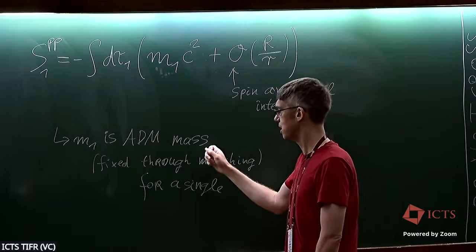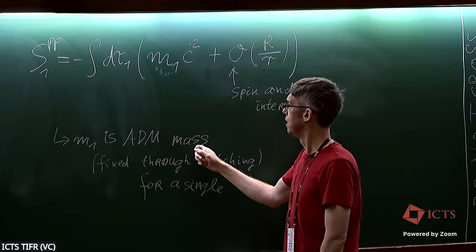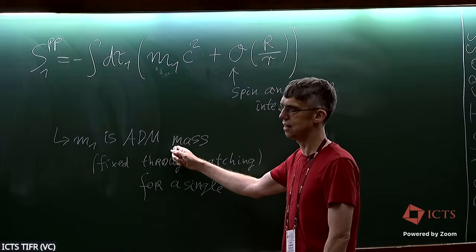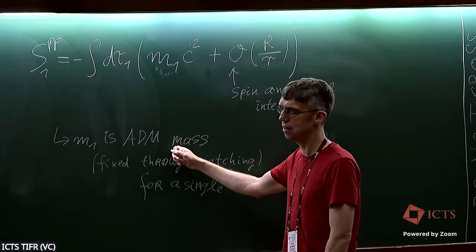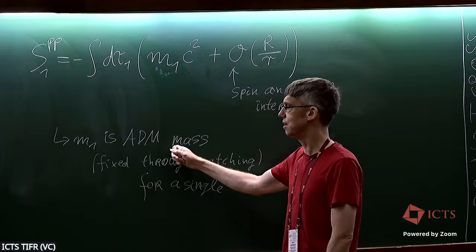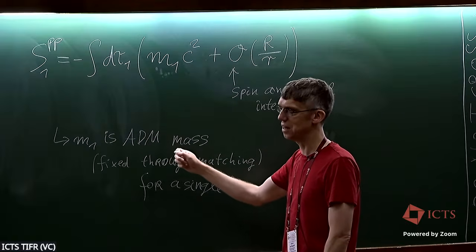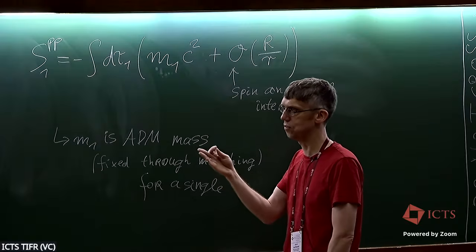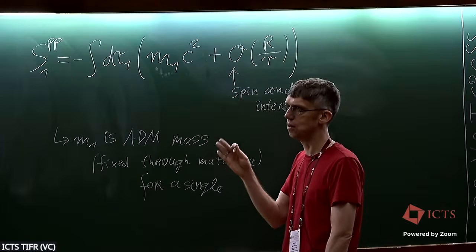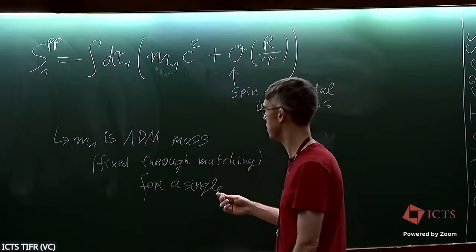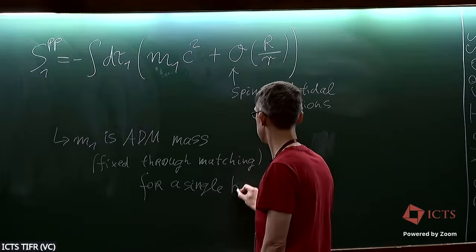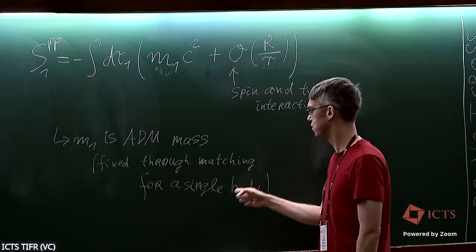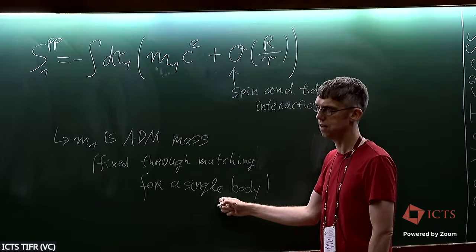What I mean is that usually the matching is done for a single body, and then you can identify it with the ADM mass. Matching those constants in a binary is complicated. I don't even know if that makes sense, because also if you use a Bondi mass, it's only approximate, I guess, right? So usually one wants to do the matching for a single body only to simplify things.